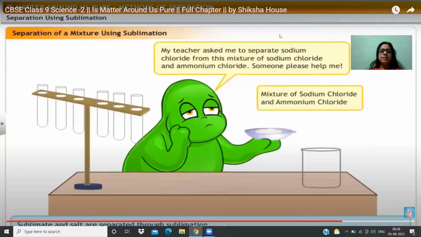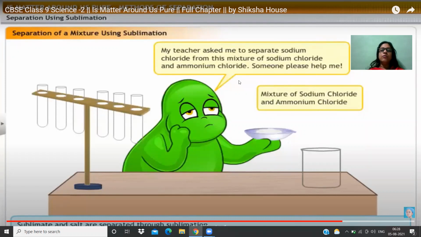Good morning, 9th standard, and today we are going to discuss a few more separating techniques. In our previous video, I discussed evaporation, one separating technique, then the second is centrifugation, and the third one is the separating funnel. With the help of a separating funnel, we can separate immiscible liquids like oil and water.